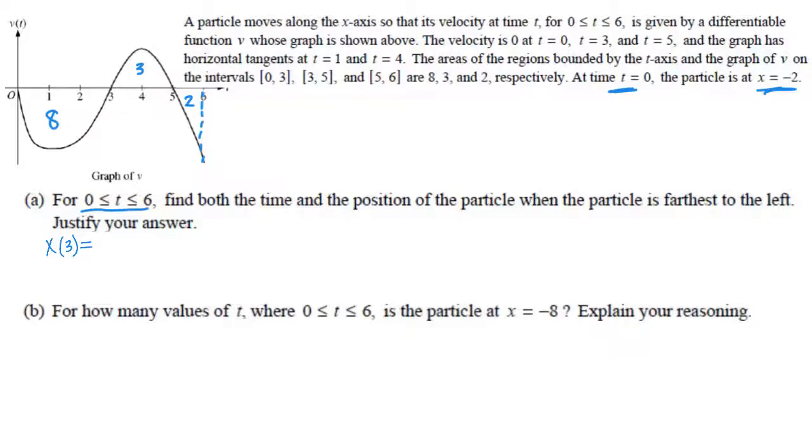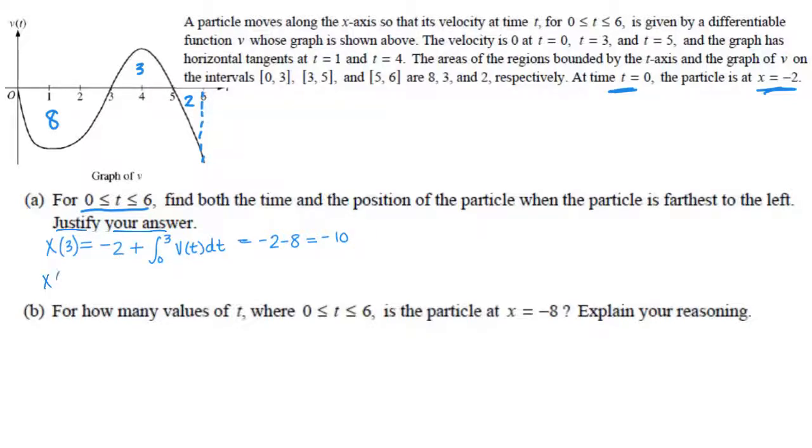And so the position at 3, well, we know at time 0, the particle is at negative 2. So I'm going to say negative 2 plus the integral from 0 to 3 of our function v at t dt. And so that's going to give us negative 2 minus 8. So there we're at negative 10. And then we go back to positive, and then we're going to go back to negative at 6. So it might be a good idea to find the position at 6 just so that you're justifying your answer.